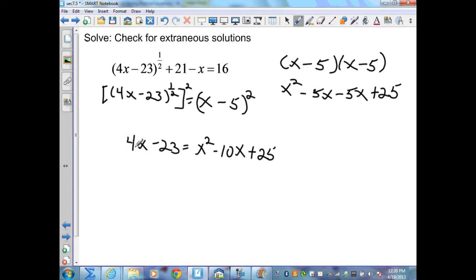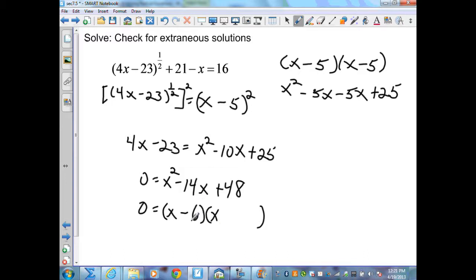So I'm going to bring everything from the left to the right. That gives me 0 equals, subtracting 4x on both sides, gives me a negative 14x when I combine like terms, and add 23 is going to give me a positive 48. Now I need to factor. That gives me 0 equals x, and that will be minus 6 and minus 8. And when I solve these, that will give me x equal to 6 or x equal to 8.